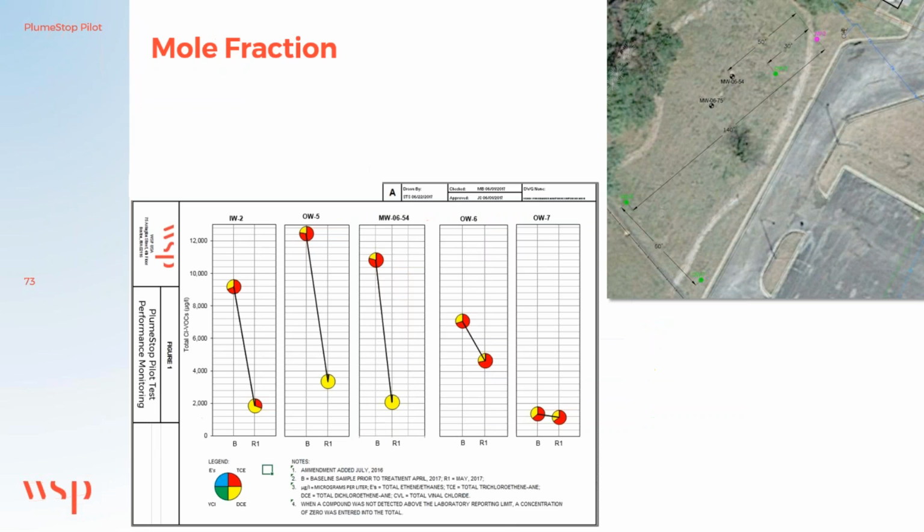Here is a mole fraction figure for the samples collected from these wells. This is all in the aqueous phase. The injection point and nearby downgradient wells showed daughter product degradation.